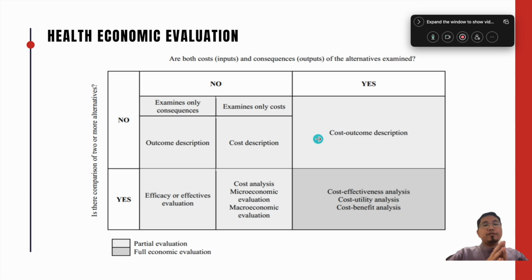Okay, so for you to do the full economic evaluation, you need to answer these two questions. First, are both costs and consequences of the alternatives examined? And next, is there a comparison of two or more alternatives? If both questions are answered yes, we will do the full economic evaluation. But if only one question is answered yes, so it only looks at the outcome or cost, or they have a comparison, then they can do the cost analysis.